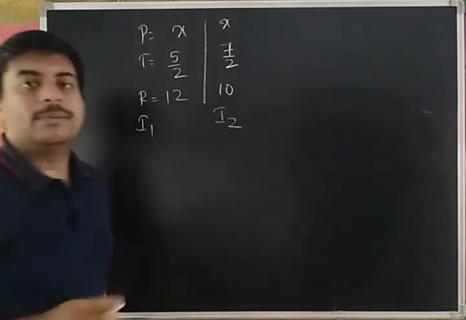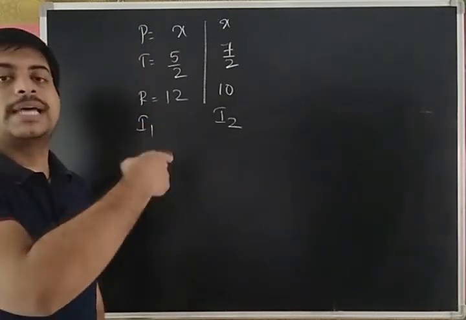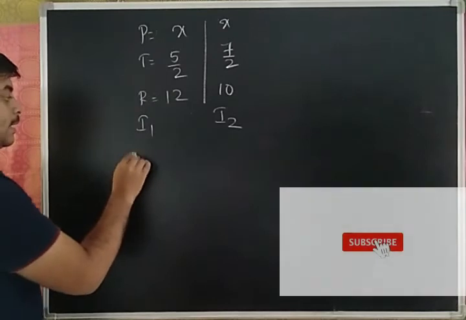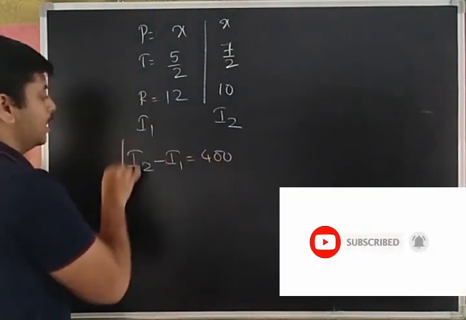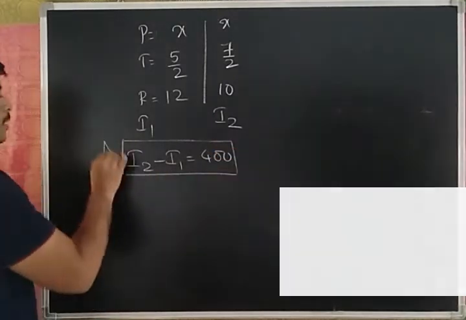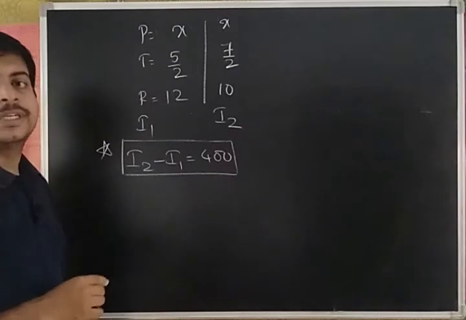Which is greater? Can you tell me? The question says I1 is 400 less. That means I2 is greater, and the difference of I2 and I1 is given as 400. This is the equation that you need to be solving. This is very important. Bringing this equation is very important.